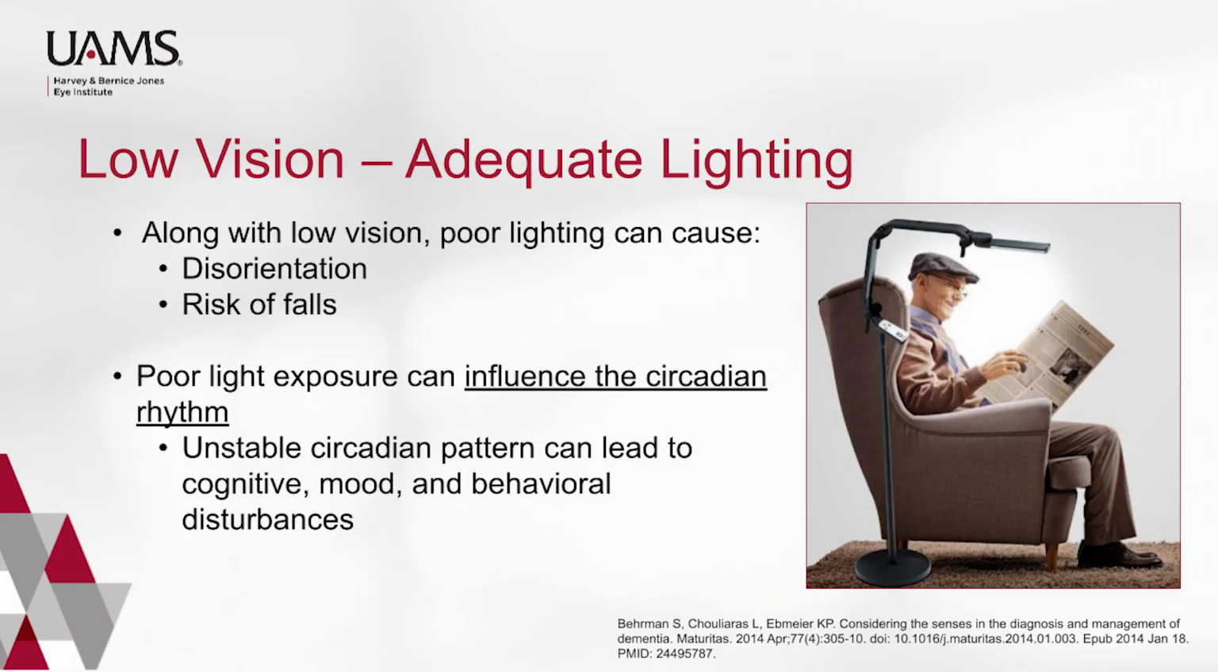Along with low vision, poor lighting can cause disorientation and risk of falls. Poor light exposure can also influence the circadian rhythm. And if this is altered, patients can have issues with cognitive, mood, and behavioral disturbances.